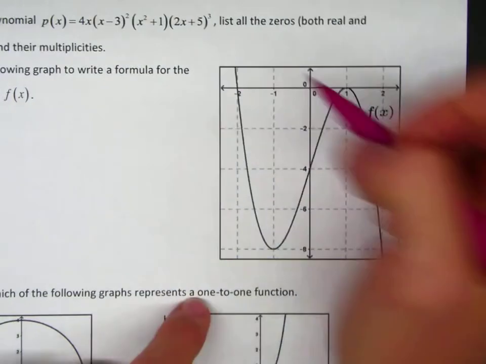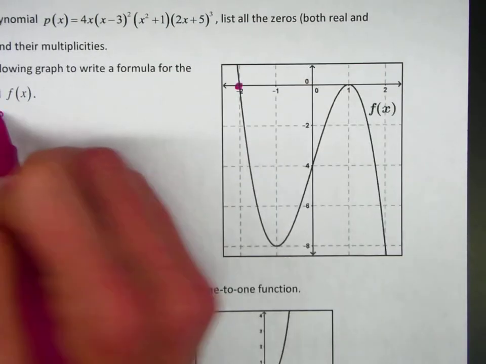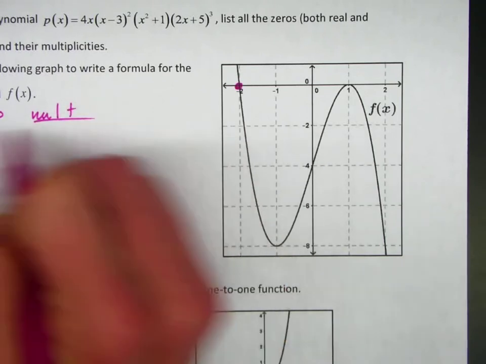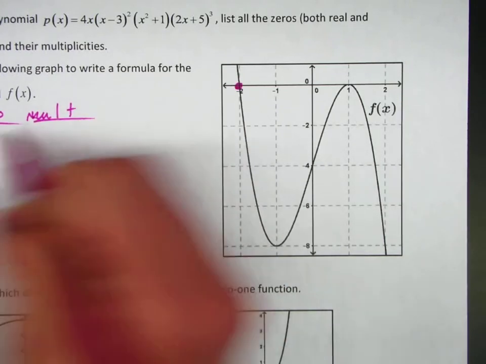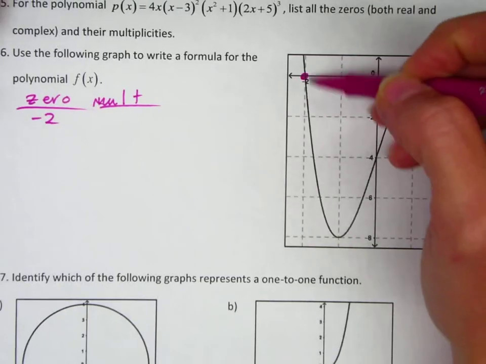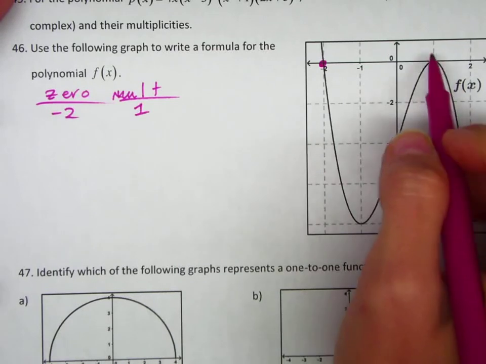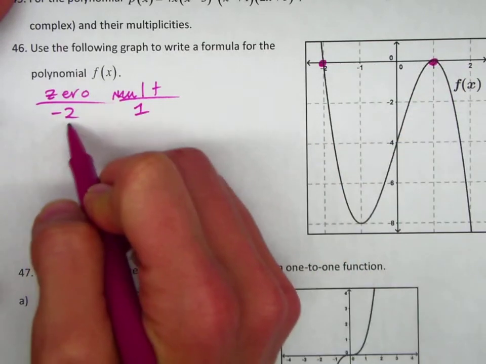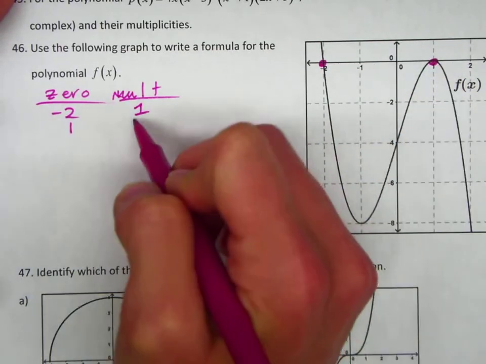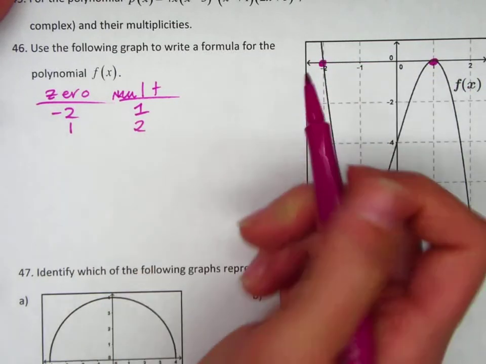To write this polynomial, we want to first look at the zeros. So I have a 0 at negative 2, and at negative 2, I know it has a multiplicity of 1 because it crosses here. Our other 0 is right here at positive 1, and that has a multiplicity of 2 because it bounces. If there was a wiggle, it would have a multiplicity of 3.